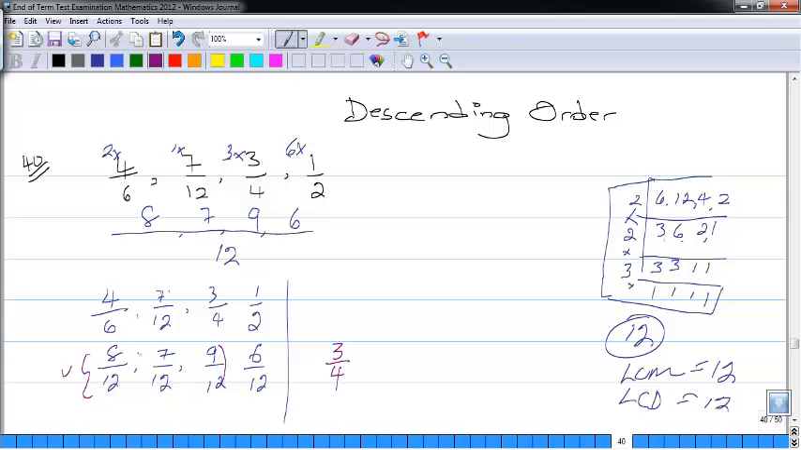Then after 9, going down we have 8, so we would have 4/6 coming next. After 8 we have 7, so we would write 7 twelfths. Remember, we're using the original fractions that were given. And finally we would have a half. So in descending order it would be 3/4, 4/6, 7 twelfths, and a half. And if we look, our answer as stated on paper would be D. Our answer is D, number 40, D.